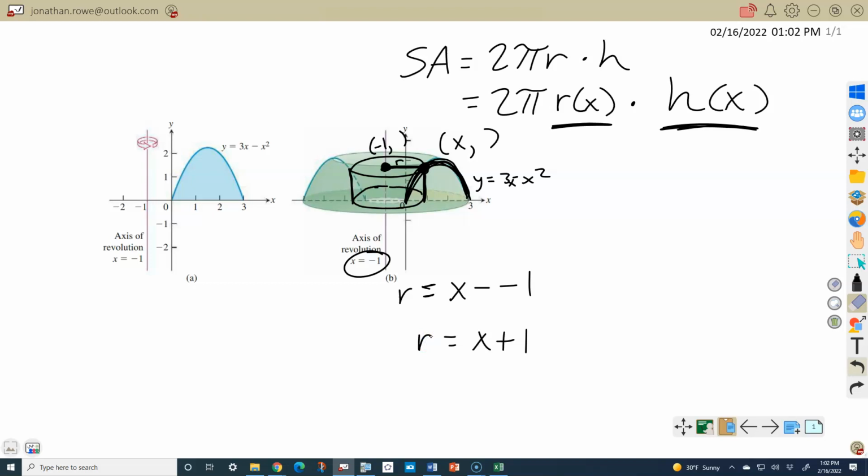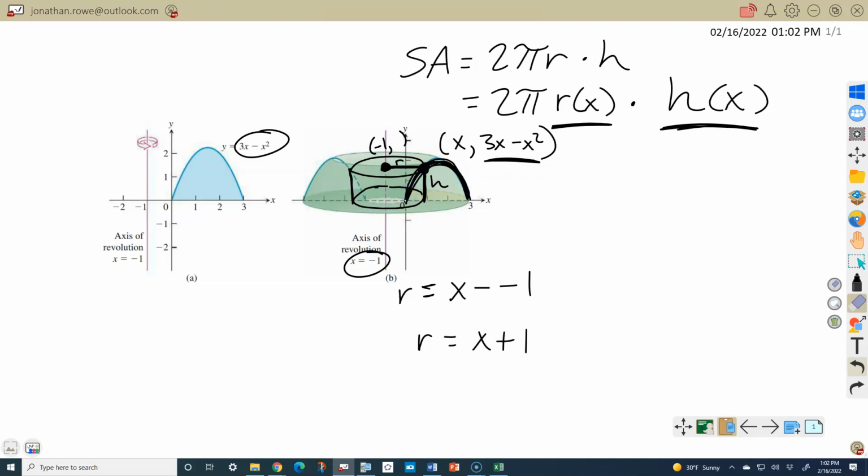All right. Now, what is the height of that cylinder? The height of that cylinder is the y-coordinate. But I don't want anything in terms of y because I'm integrating over the x-axis. So the y-coordinate there is the same thing as this. It is 3x minus x squared. In terms of x, the y-coordinate is always going to be 3x minus x squared on this parabola.